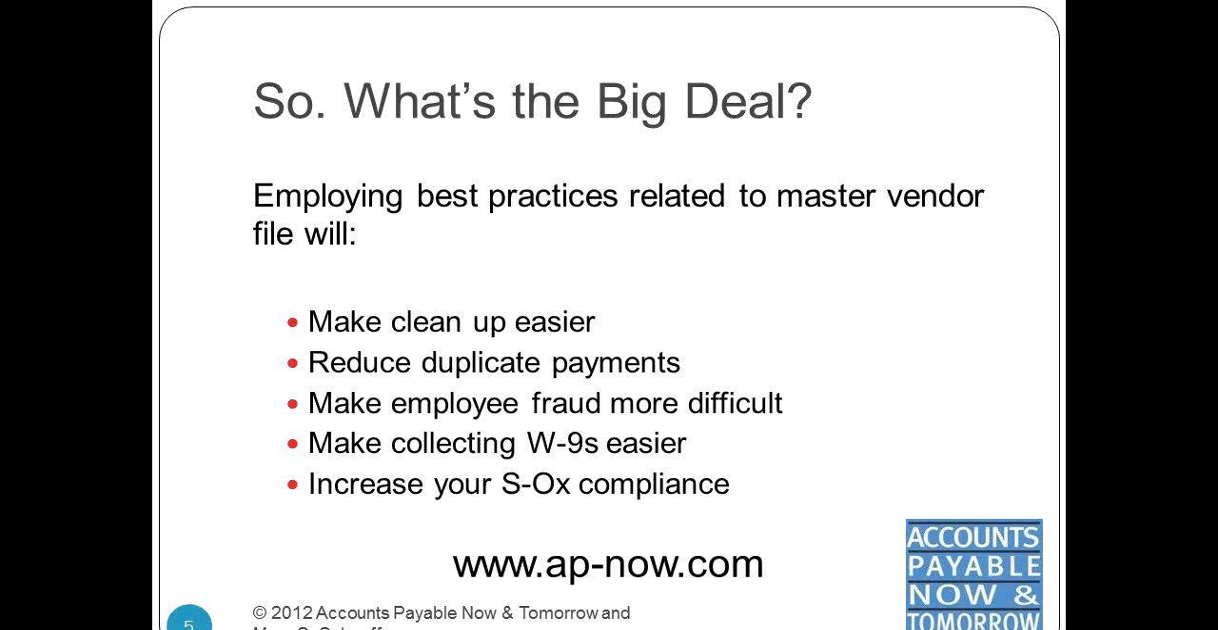When you have a vendor set up more than once in the master vendor file, and a supplier sends a second invoice, and you've already paid that first invoice, if there are two entries in the master vendor file, when your processor goes to pay that second invoice, they may end up hitting on the second vendor listing, and that invoice may get paid. So cleaning up our master vendor file will help us reduce duplicate payments.